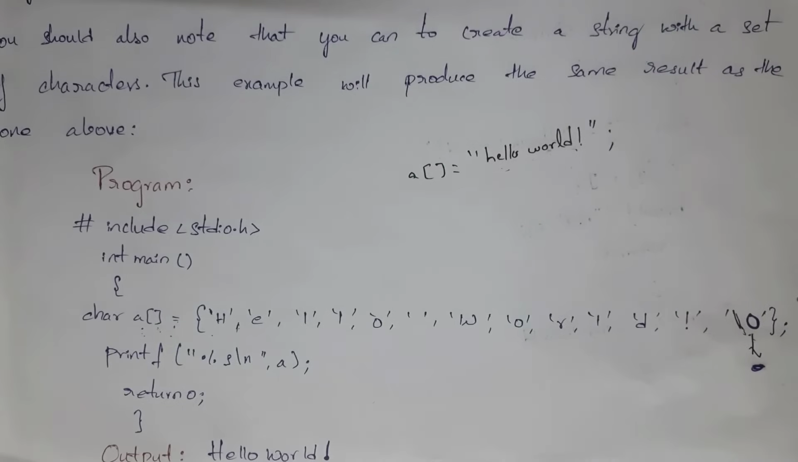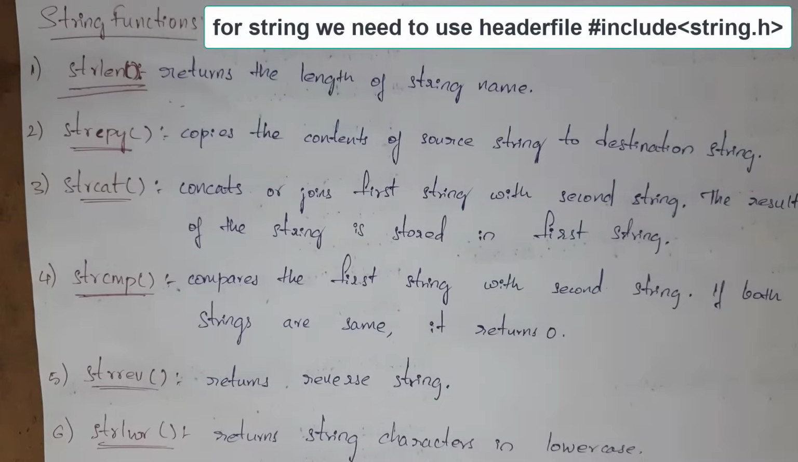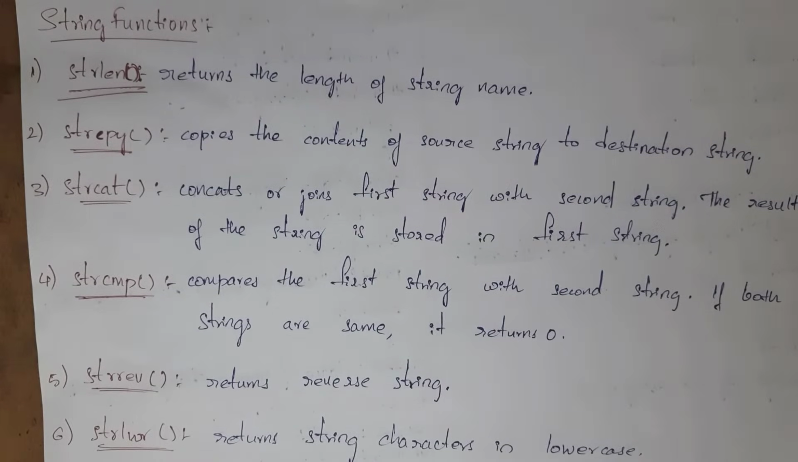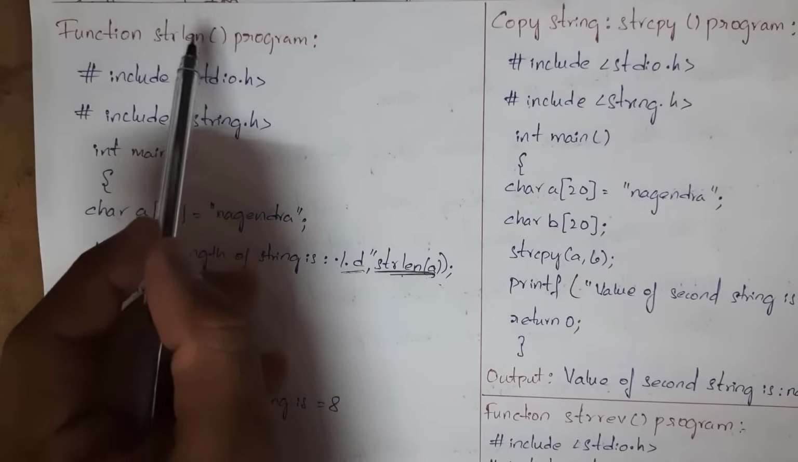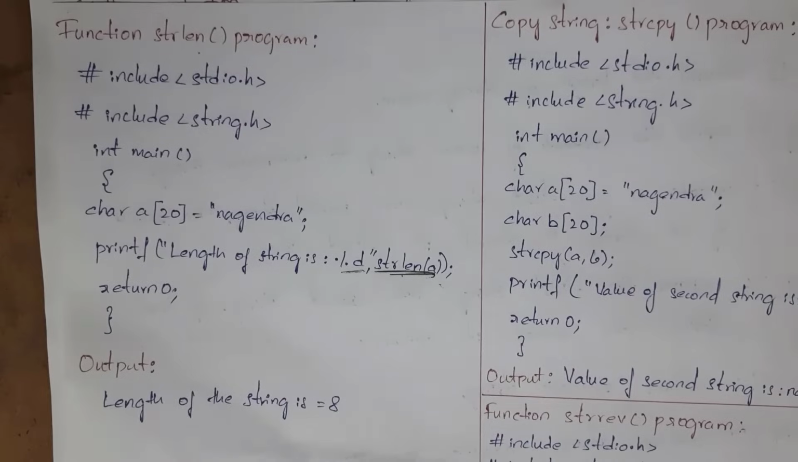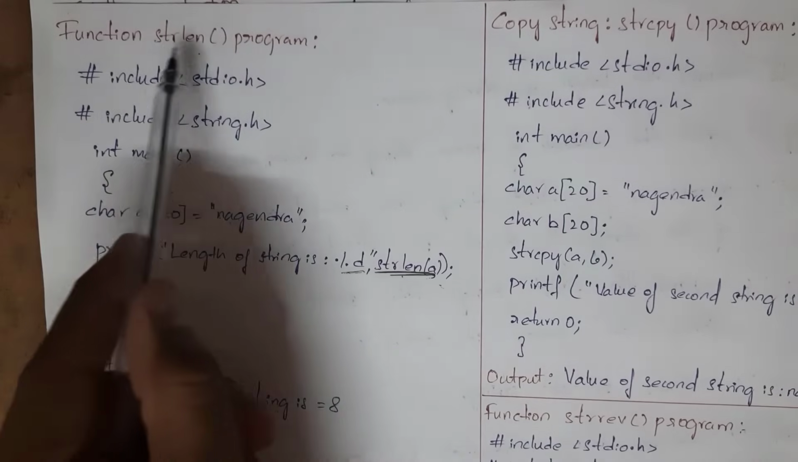Meaning of \0 is end of string. There are various functions present in string. I will explain each with an example. First one is strlen function, where strlen stands for string length. If you want to find the length of string, then you need to use strlen function.